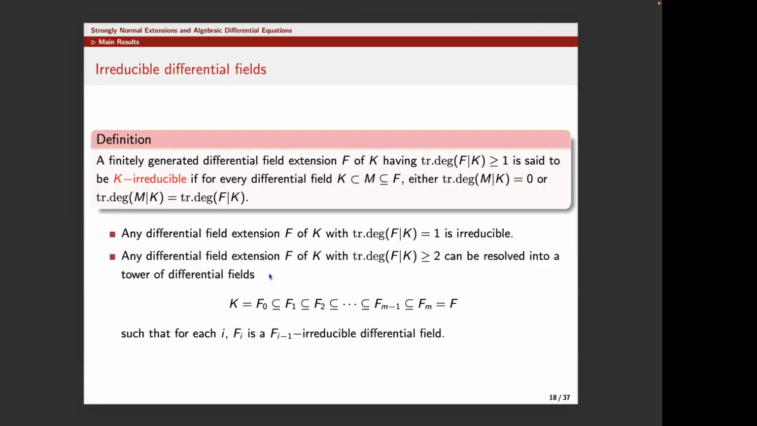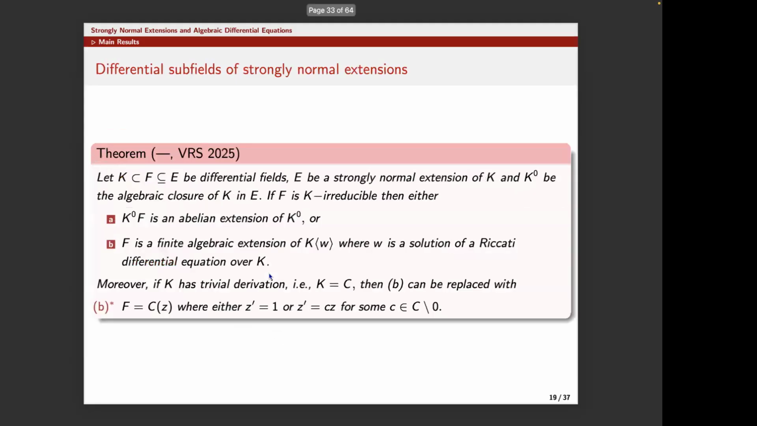And then any differential field extension whose transcendence degree is 1 is irreducible, and if it is a differential field of transcendence degree greater than or equal to 2, then you can resolve it into a tower of differential fields where each component of the tower is irreducible. And then basically understanding these irreducible differential subfields of strongly normal extensions is enough to understand any differential subfield of a strongly normal extension.